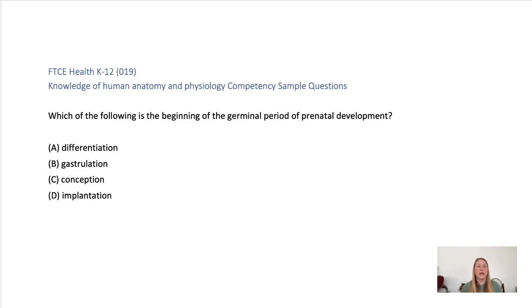D, implantation happens after conception. It is when the fertilized egg attaches to the uterus, but it is not the beginning. The correct answer is C, conception. Prenatal development is divided into three primary stages. The first stage is the germinal period. It starts from conception, which happens on the second week of pregnancy.